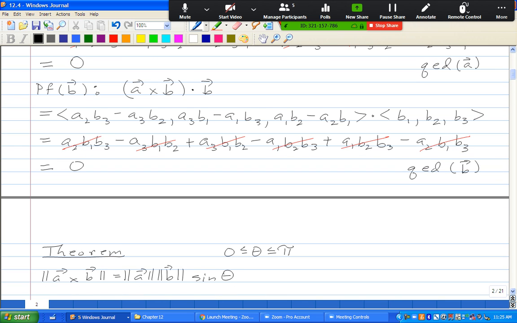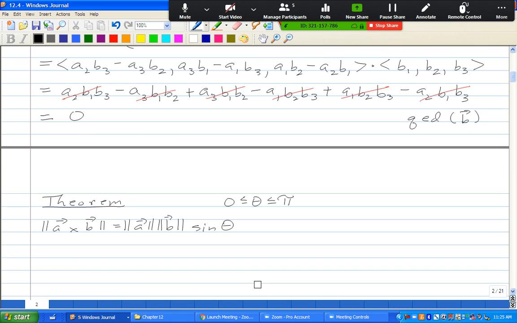Next theorem. We have shown that A dot B is equal to the norm of A times the norm of B times cosine of theta. I'll show that similarly, the norm of A cross B is the norm of A times the norm of B times sine of theta. Let's show this.